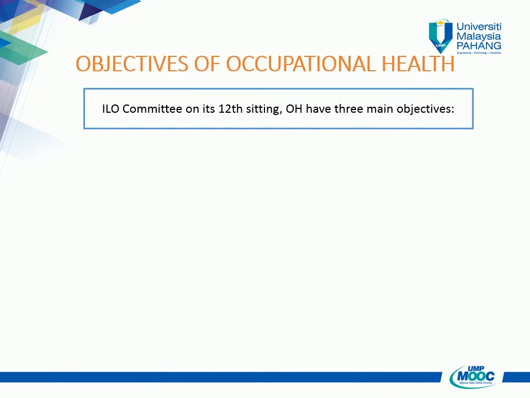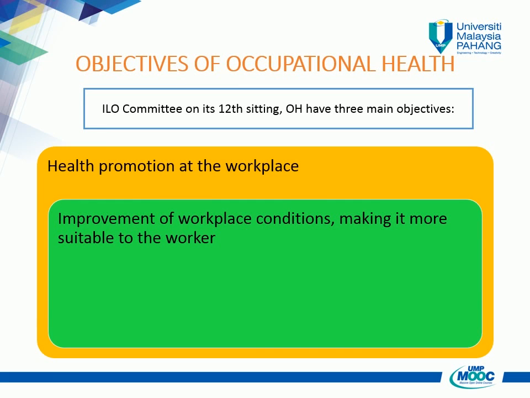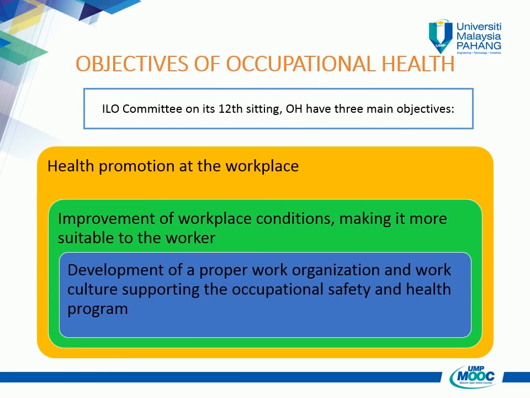In due course, according to the ILO Committee at its 12th sitting, occupational health has three main objectives, which are health promotion at the workplace, improvement of workplace conditions, making them more suitable to the worker, and the development of a proper work organization and work culture supporting the occupational safety and health programs.